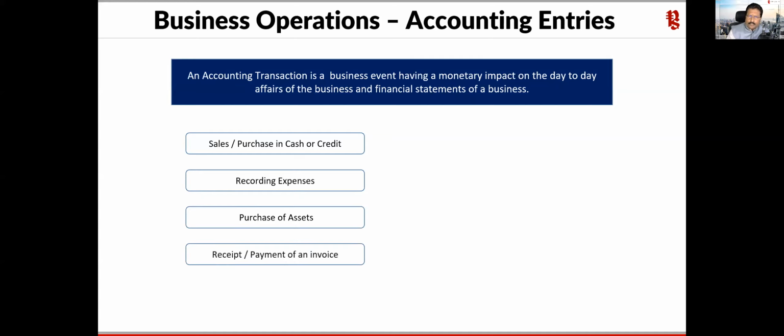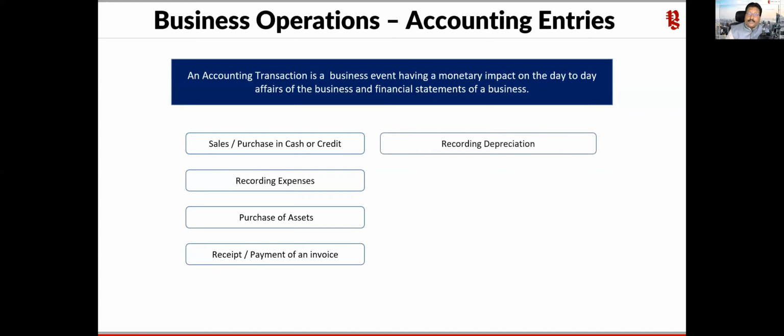And then if there is any receipt, like you have made a sale on credit and the customer is making payment, when you are receiving money you have to account for it. Similarly, when you are making payment to your vendor or your sundry creditors, you have to account for it.